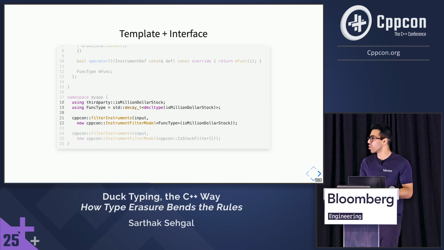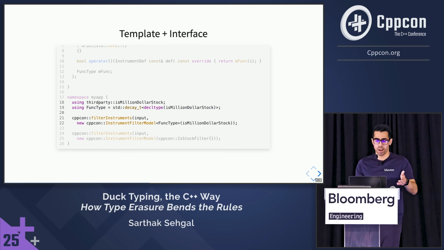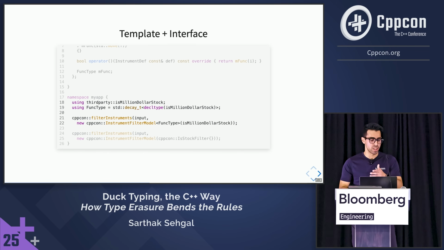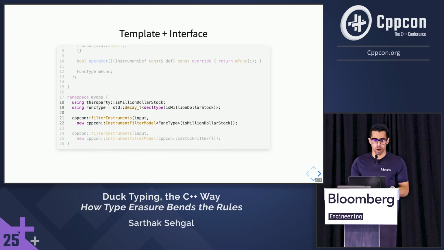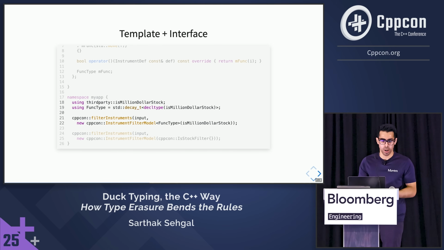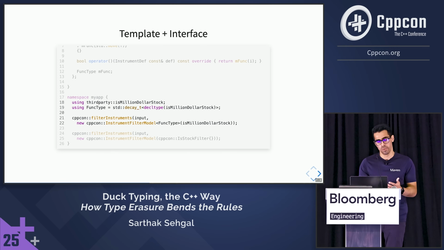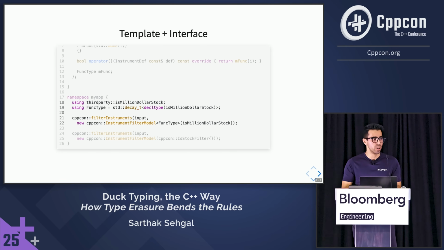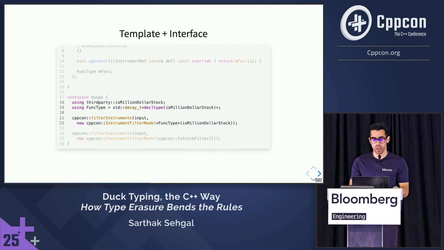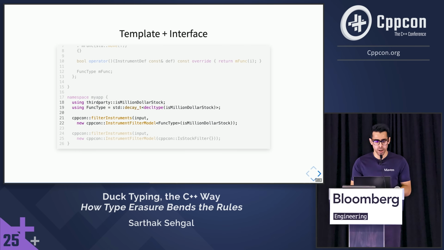And my filter instruments function takes in a list of instruments and the pointer to the base class. So this looks pretty good. We've abstracted away all the complexity from the client. It's still a bit clunky, wherein the client each time has to create a new instrument filter model, and pass that.